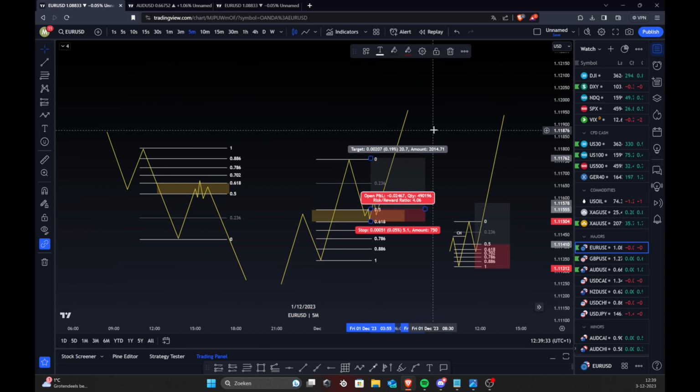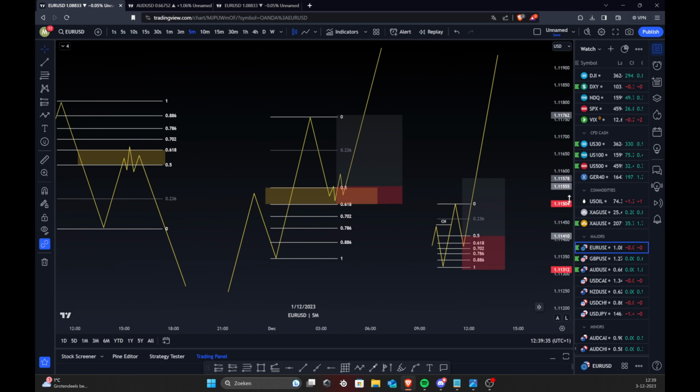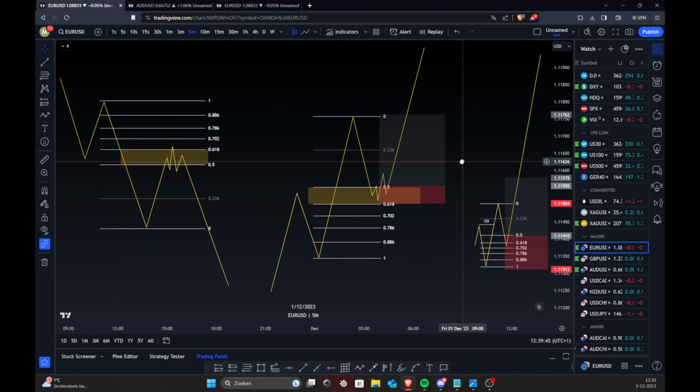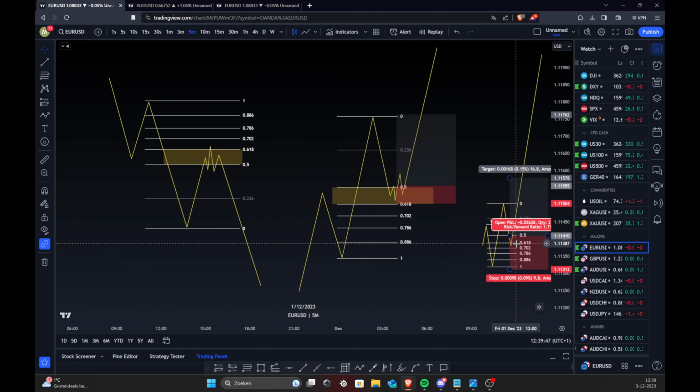So yeah, that's it for this. We use it to look for our premium and discounted zones, and we can use it for entries. And yeah, that's basically it for this.